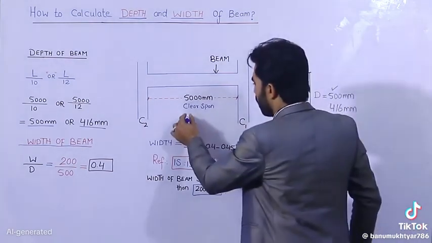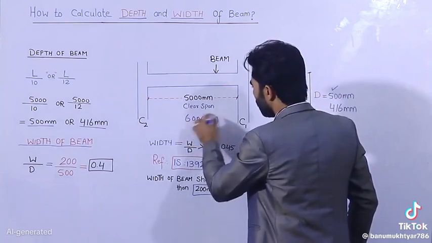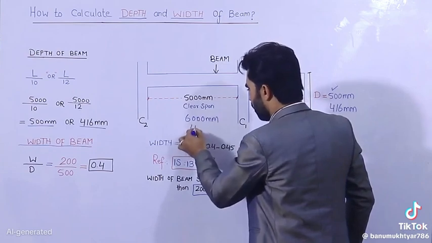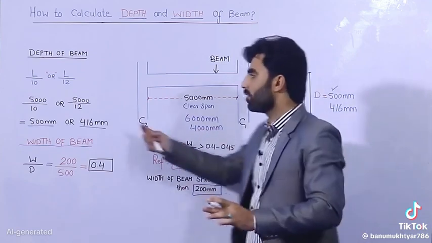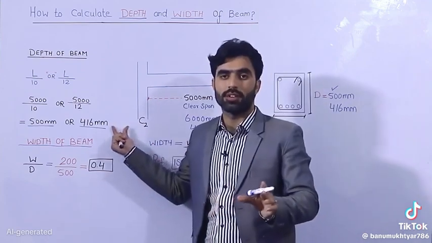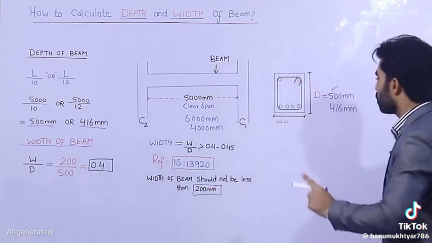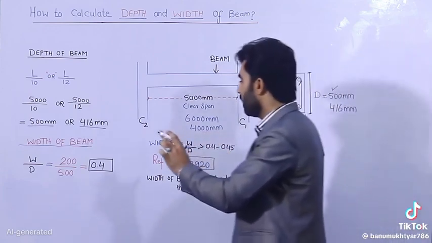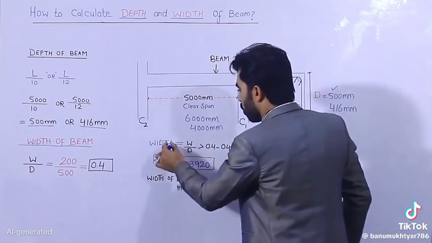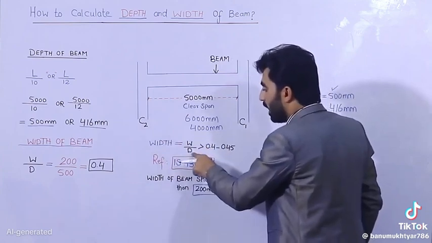Now if the span is about 6000 mm or 4000 mm, okay, so you can use the same formula which I have discussed in front of you by thumb rule, okay? Now guys, here we have the question, what should be the width of the beam? So the width of the beam you can find, remember one thing guys, that the width of the beam you can find by W divided by D.